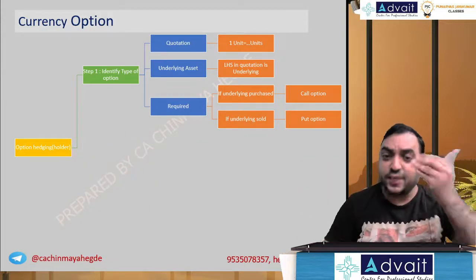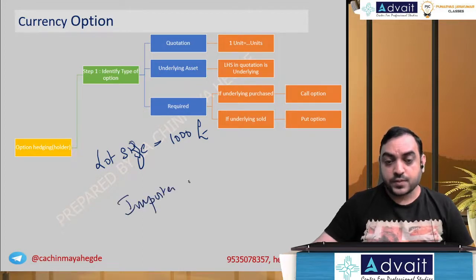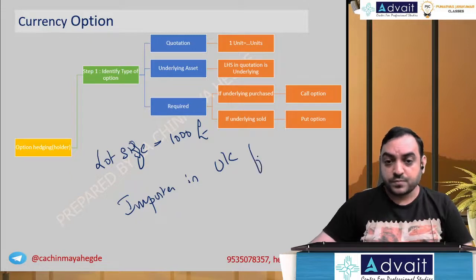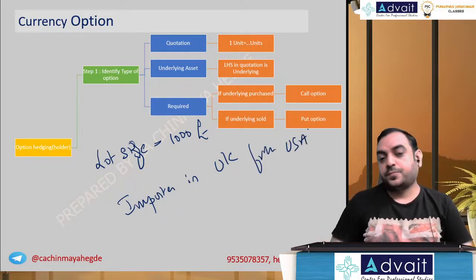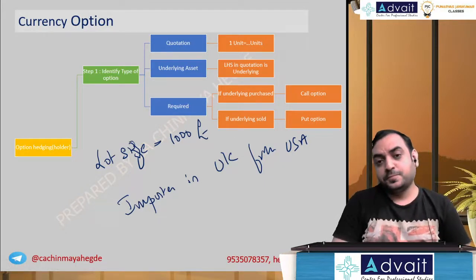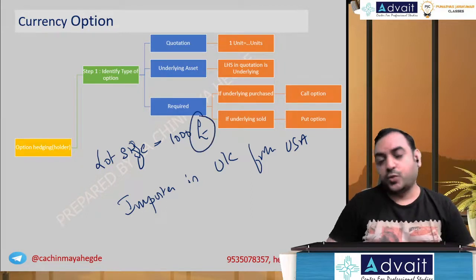One more example I'll give. See if you're able to do it. Lot size, in this case I will give a different one, 1000 pounds. And he is an importer in the UK, importing goods from the USA. Now, what is the underlying asset in this case? Can you tell me? Basic thing. Underlying asset is pounds.